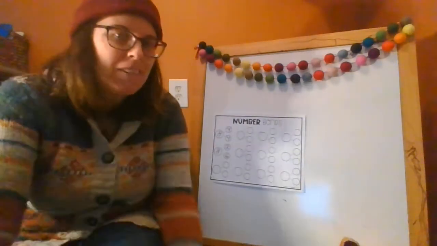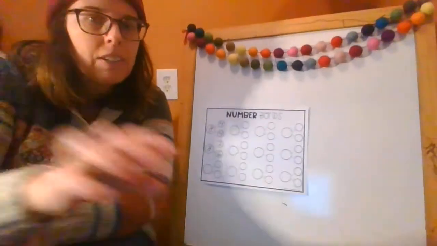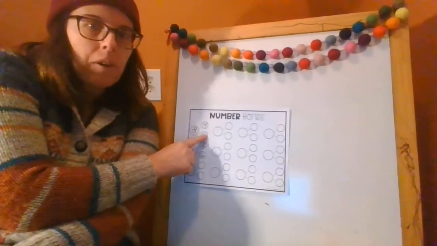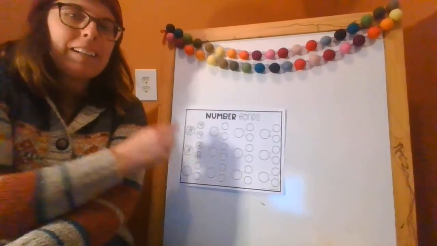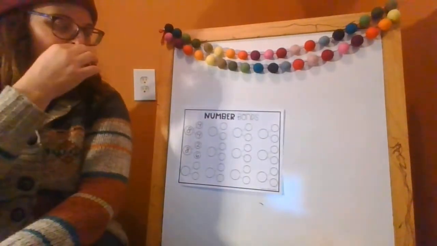So, and then when you're done, remember how I encourage you to always read these? So I would say 4 and 4 make 8. 2 and 6 make 8. That just strengthens that pathway in our brain.